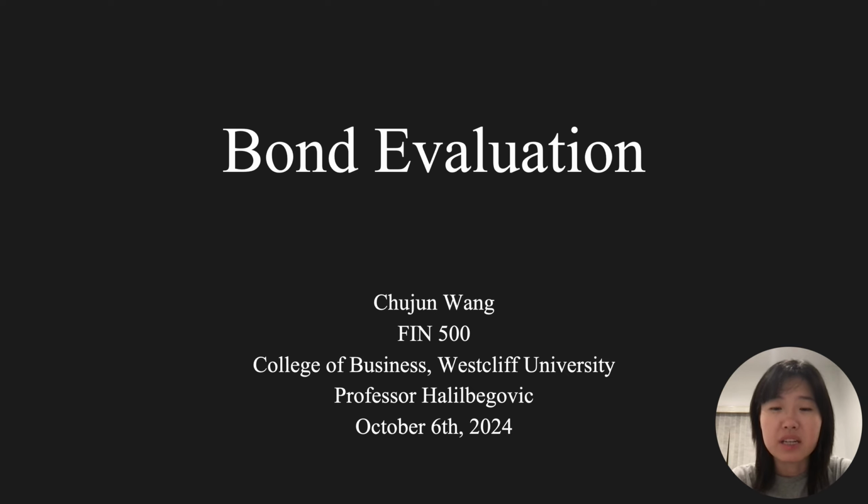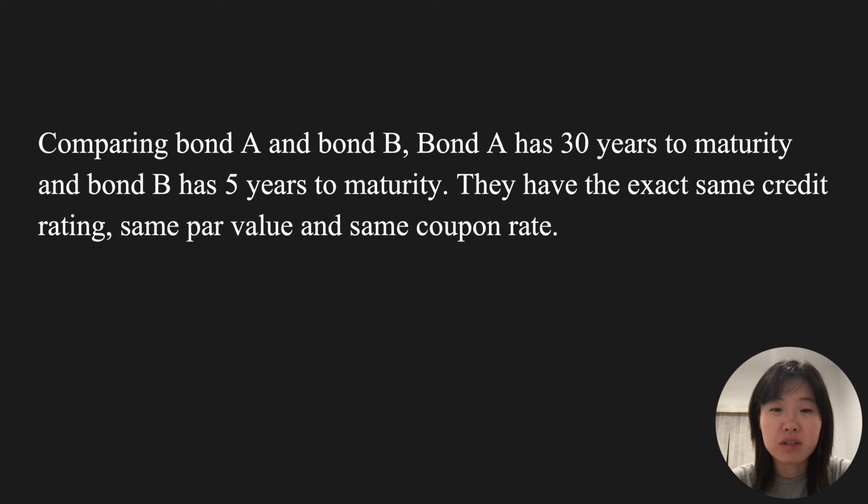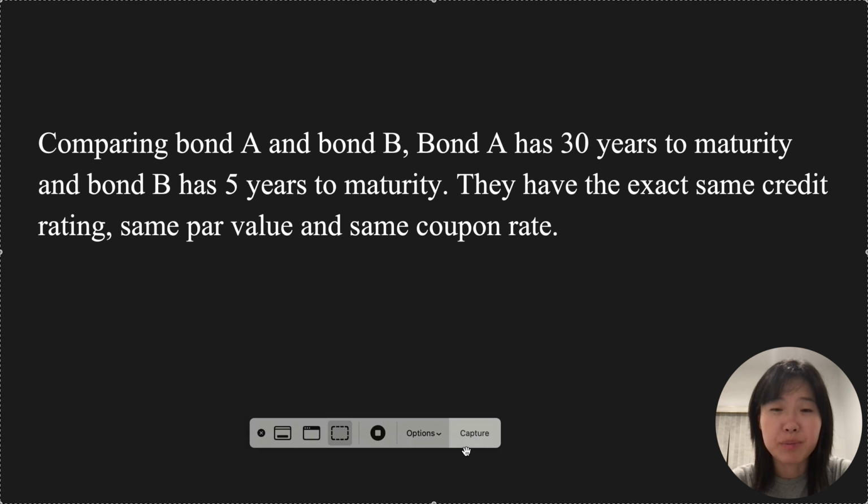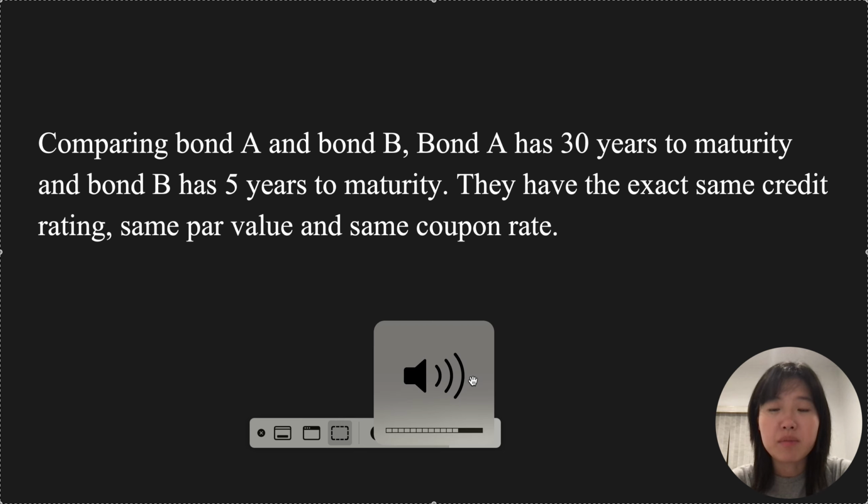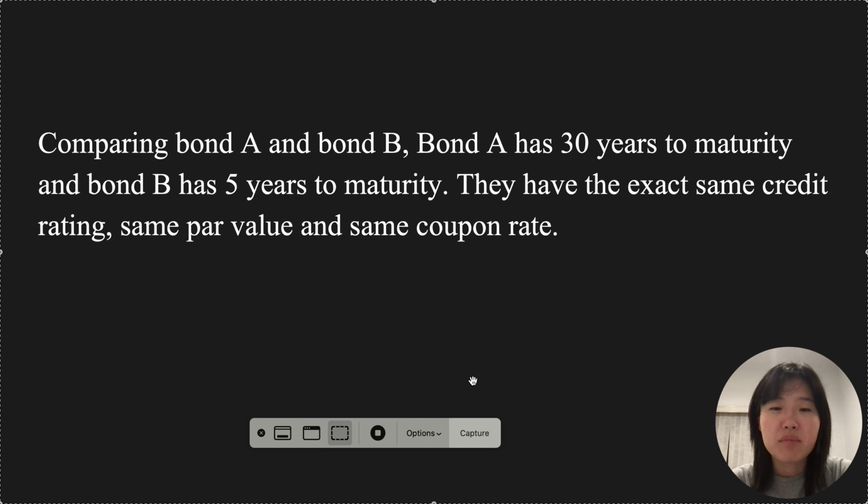In this presentation we are going to cover a case of two different bonds, bond A and bond B. They have the exact same features, the same coupon rate, same par value, and same credit rating, except their maturity time is different. Bond A has a much longer maturity time. It's like 6 times the maturity time of bond B, so that's a great difference.